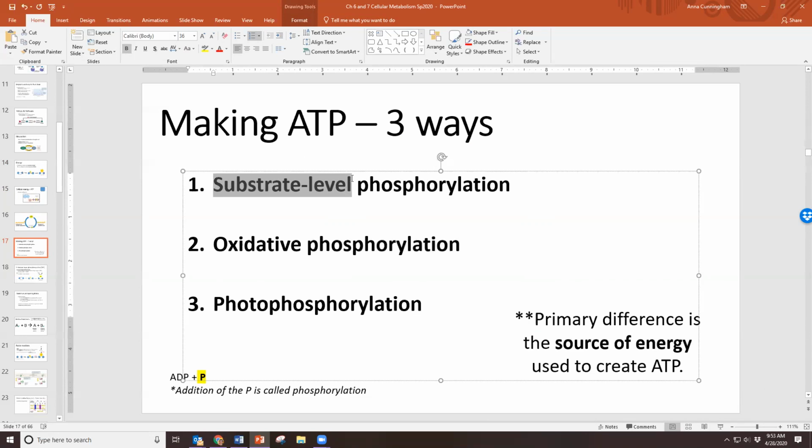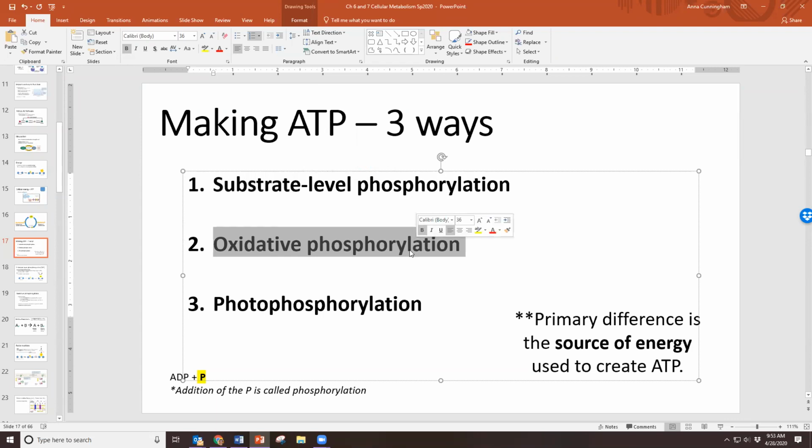Number 1 says it's substrate level. So think about what a substrate is. It's what is acted upon by an enzyme. It's also the reactant of a reaction. So this tells you that with this phosphorylation, the energy is going to be coming directly from the reactant of a reaction, okay? So that's substrate level phosphorylation.